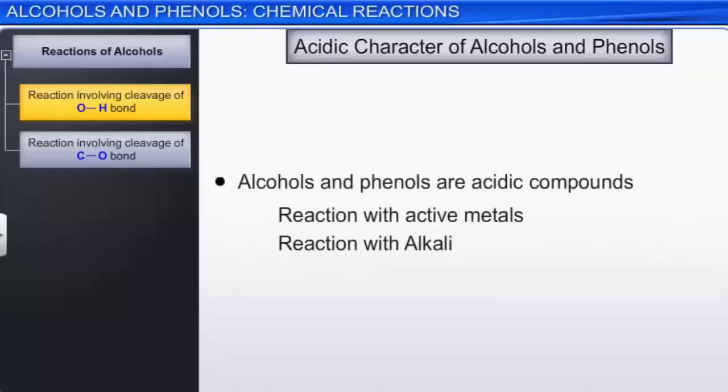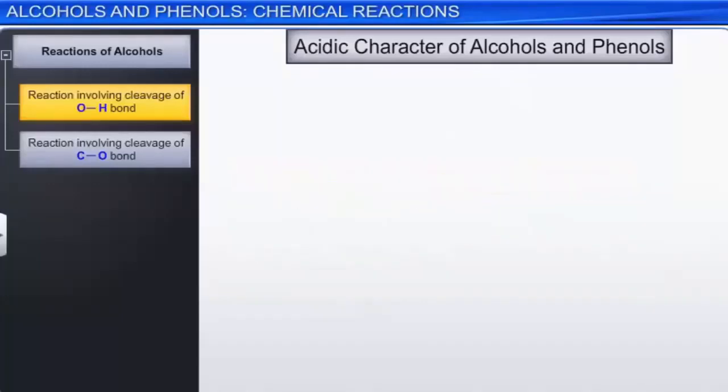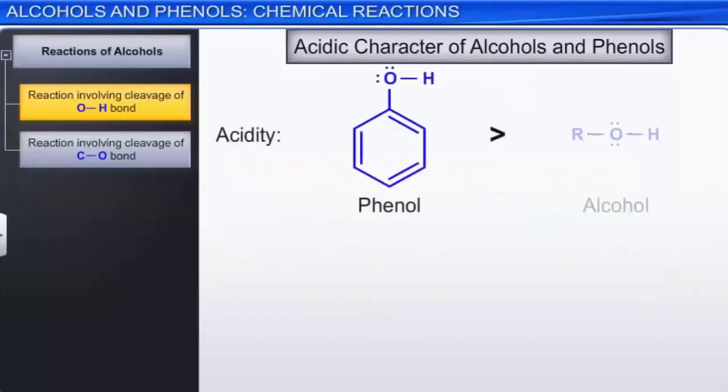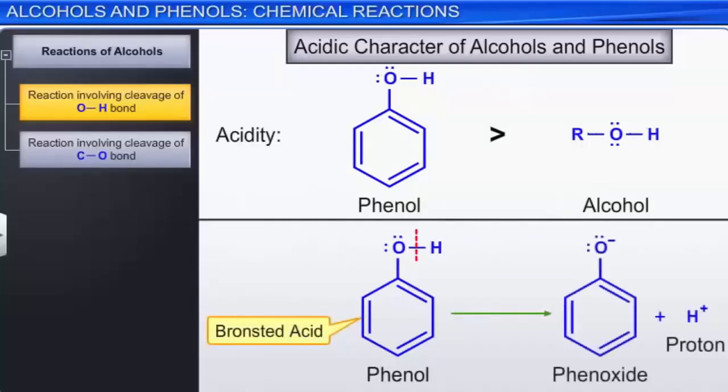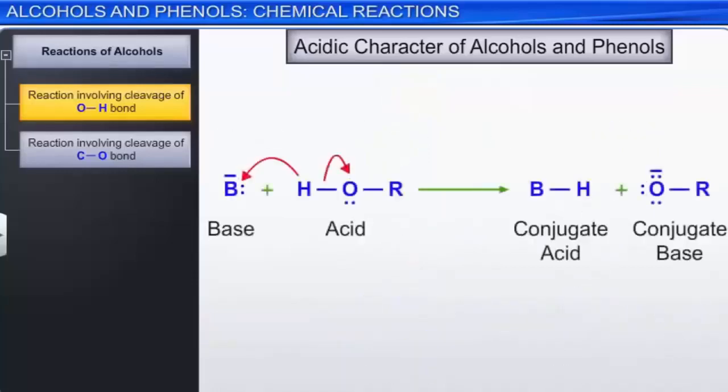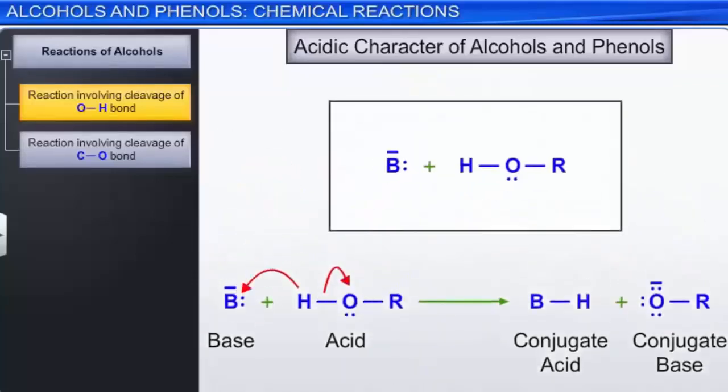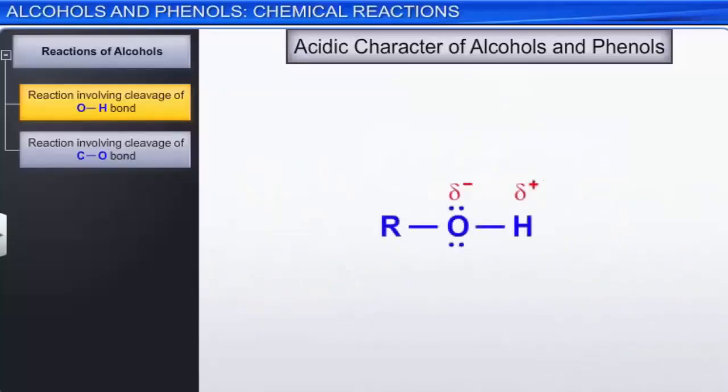The reactions we just studied illustrate that alcohols and phenols are acidic compounds. Phenols are comparatively more acidic than alcohols. They are Bronsted acids or proton donors. As the equation here shows, they can donate a proton to a stronger base. Alcohols can donate protons because the oxygen-hydrogen bond is polar. Since oxygen is more electronegative, it has a partial negative charge. The hydrogen has a partial positive charge.